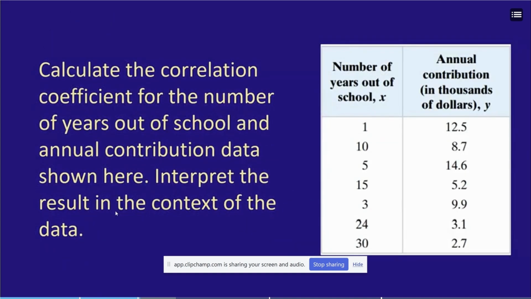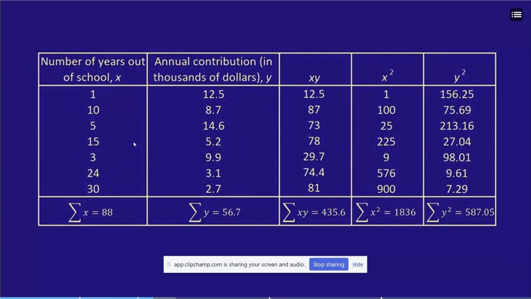Let's take the annual contribution data shown here. The values of X, the number of years out of school, are 1, 10, 5, 15, 3, 24, and 30. And Y is the annual contribution in thousands of dollars. The values of Y are 12.5, 8.7, 14.6. Calculate the correlation coefficient. We're going to need to look at a table. The table will need to contain the values of X, the values of Y, the product of the X's times the Y's, the value for X squared in its own column, and finally a column for the Y squared values.